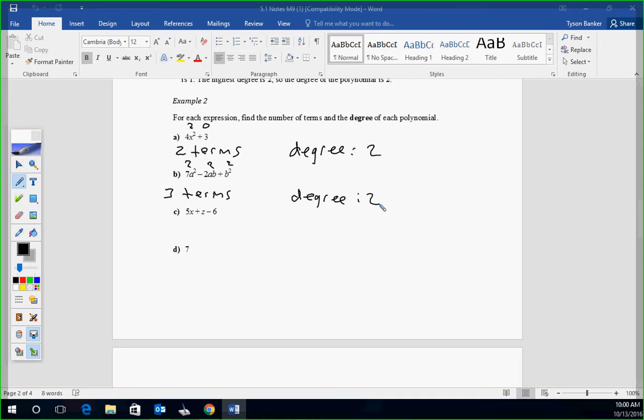If there's the 1 in it, like the 2ab, you just add them together and make it 2. Correct. Okay, 5x plus z minus 6. That's 3 terms. 1, 1, 0. So degree is 1.